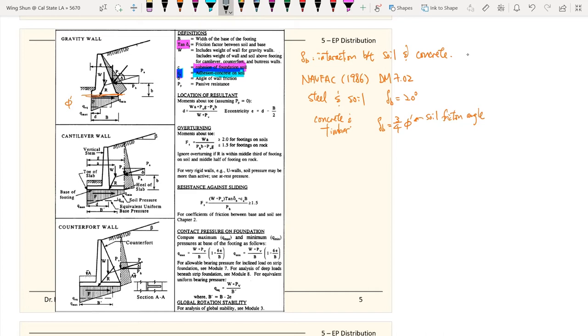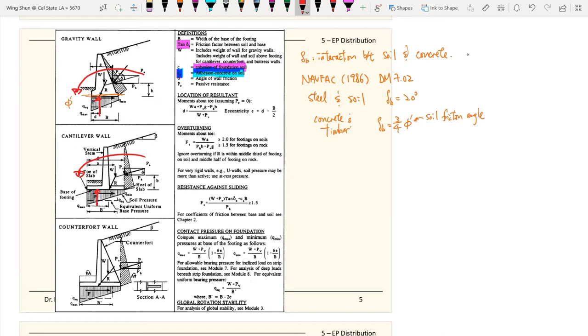Later on, this manual also provides many different formulas, like finding the eccentricity that we mentioned. Again, when you look at those stress distributions underneath the footings, they always have an offset, because you have the loading acting on the wall, so the wall tends to rotate or tilt toward the toe of the wall.